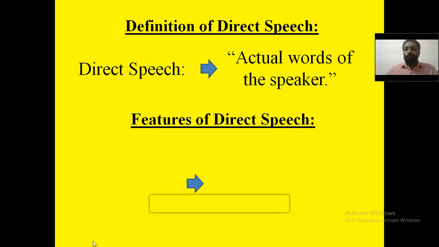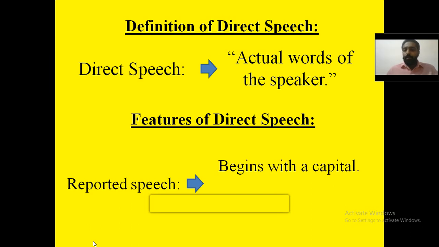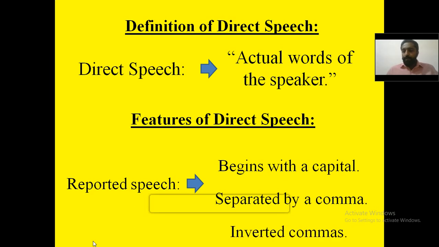And what are the features of direct speech? How can we say that a sentence is direct speech? There are three important things that you must understand in direct speech. It begins with a capital. Second, it is separated by a comma. And third, it will have inverted commas. So these are three features of direct speech.